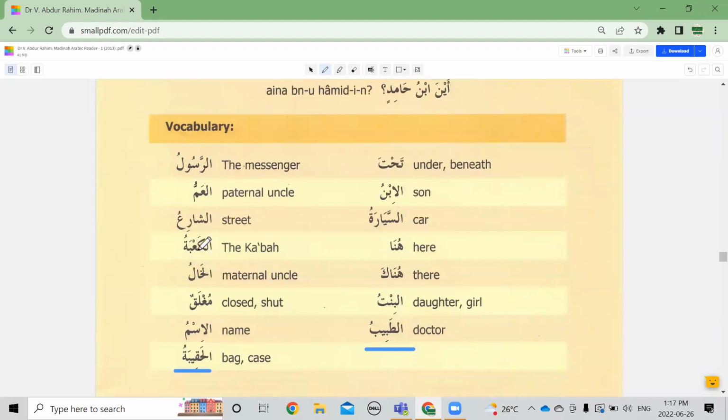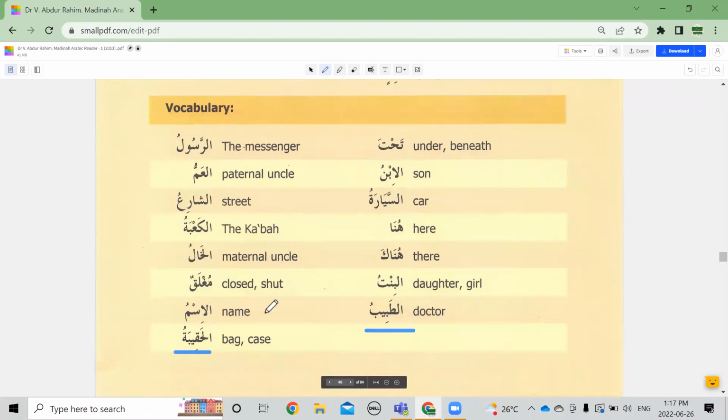Ar-Rasulu is the messenger. Al-Ka'batu is Kaaba, right? Ash-Shari'u, the street. Al-Ammu is paternal uncle and Al-Khalu is maternal uncle. So from your dad's side and from your mom's side. Okay, then we have Mughlaqun. Mughlaqun means closed. Okay, this is the opposite of Maftuhun. Maftuhun is open. Al-Ismu means name. Then we have Al-Bintu is daughter, Ibnu is son, Sayyara is car. Okay, so these are all of the new vocabulary words.